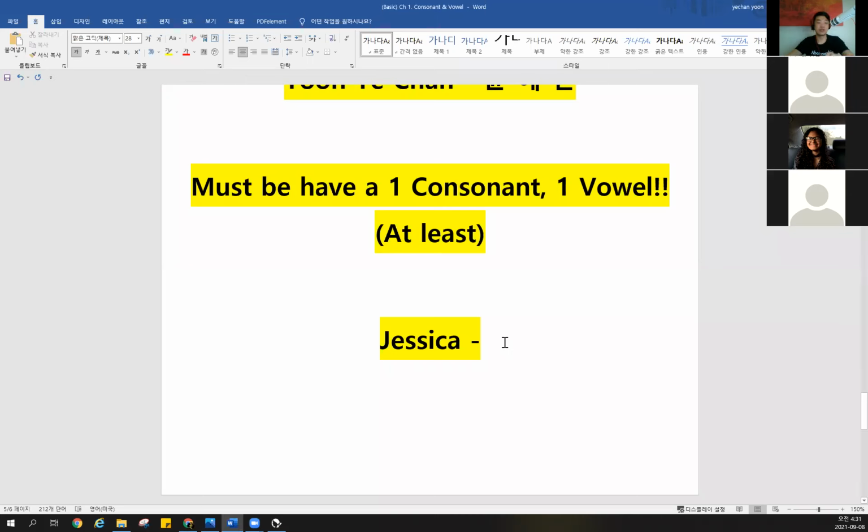Okay, so let's try. Other students, please also try to write down Jessica in the chat. Okay, so Jessica can start with j and e. So je and she, Jessica. So s, 시옷 and e. So Jessie and k and Jessica. So this is your Korean name.